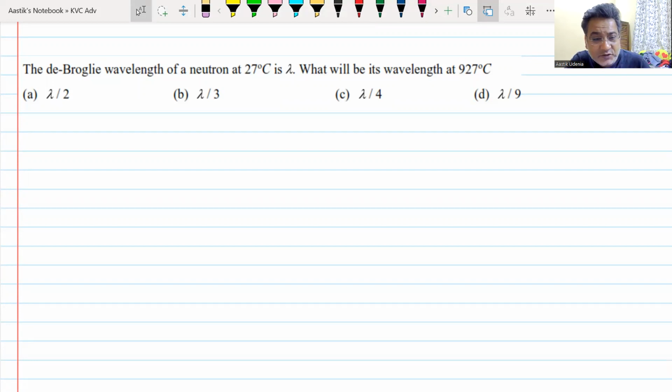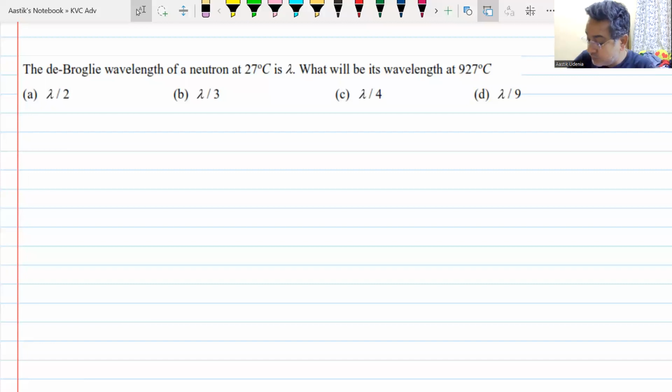The de Broglie wavelength of a neutron at 27 degrees Celsius is lambda. What will be the wavelength at 927 degrees Celsius? You must remember this lambda for a neutron is inversely proportional to under root T, where T must be the temperature on Kelvin scale and not the degree Celsius scale. Do you understand this? Yes, sir.